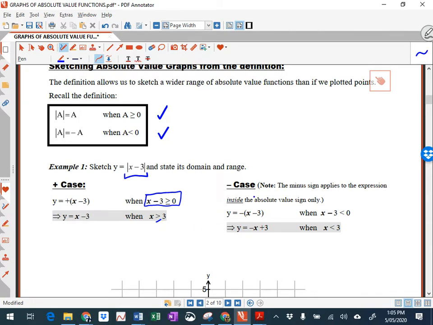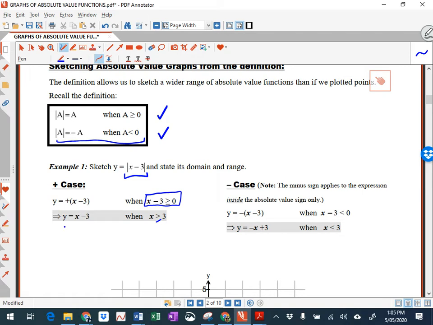Now the negative case just means we put a minus sign in front of the expression inside the absolute value. There the minus is. So y equals minus (x minus 3) when x minus 3 is less than 0. I've just substituted in x minus 3 for the A. Now we can expand those brackets, so we get y equals minus x plus 3, and x minus 3 less than 0 is the same as x less than 3.